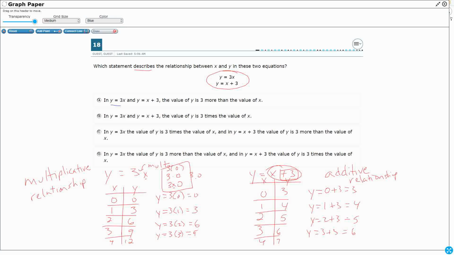In both of these, the value of y is 3 more than the value of x. All right, that's a plus 3. Not for both of them, just for this one right here. In both of them, the value of y is 3 times. That's a times 3. Nope, not for both of them, just that one. So let's look at C and D. In y equals 3x, the value is 3 times. y equals x plus 3 is 3 more. Yeah, that looks good. And then D, y equals 3x, the value is 3 more. That's a plus 3. Nope, it's times 3. So my answer is C.